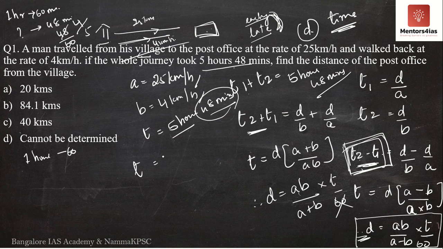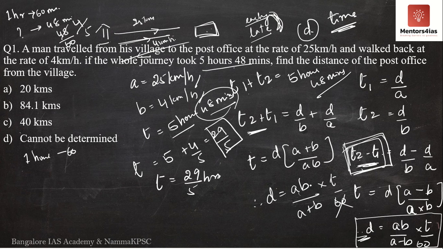Meaning, time is 5 plus 4 by 5 hours. It is 5 hours plus 48 minutes, right? Or nothing but 5 plus 4 by 5 hours. So 5 5s are 25, 25 plus 4 is 29. This is nothing but 29 by 5 hours. So the total time is nothing but 29 by 5 hours.